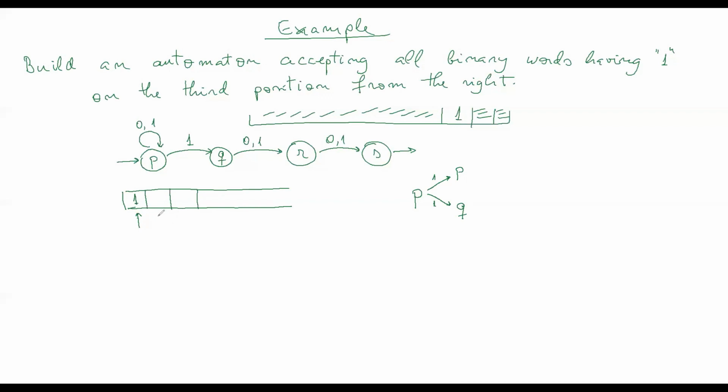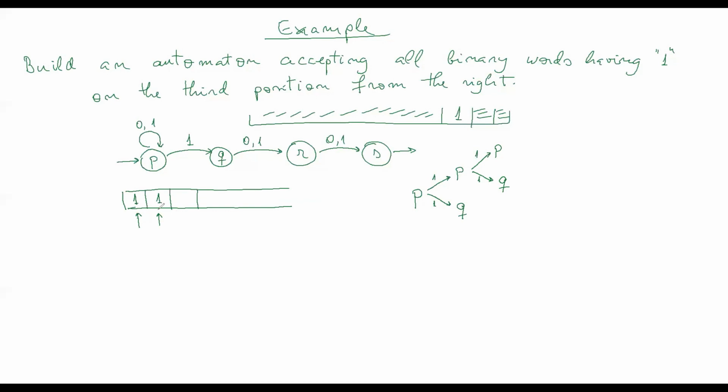And then you move your reading head, and you are on this position. And let's say that on this position you see letter 1. And again, reading letter 1, I check this part of the computation. So just like before, being in state P and reading letter 1 gives me two possibilities for my computation. One is I stay on state P, and the other one is I move to state Q.